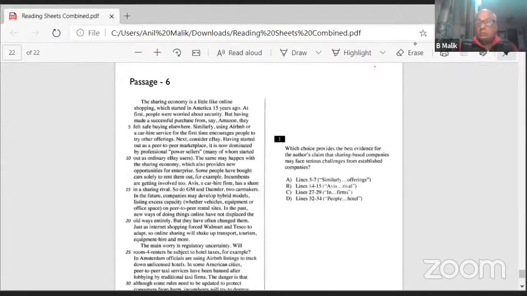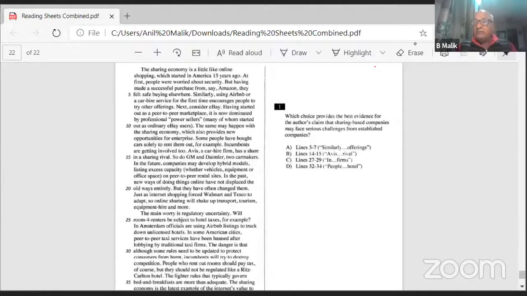All right. This is another question, sir. Same way. Best evidence: sharing-based companies face serious challenges from establishment. What am I looking for? Sharing-based companies, threat from established companies. Let me show you. When I read lines 27 to 29, if you read with me: in some American cities, peer-to-peer taxi services have been banned after lobbying by traditional taxi firms. Traditional established firms creating problems for a sharing firm. That is evidence. That's the evidence type question. Simple questions, sir. Simple questions require you to practice a little bit.